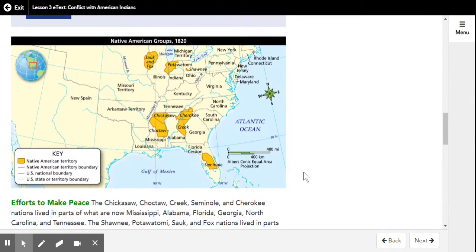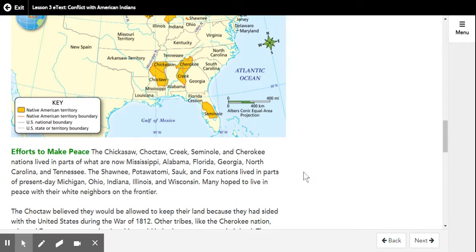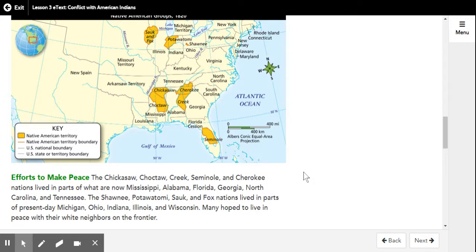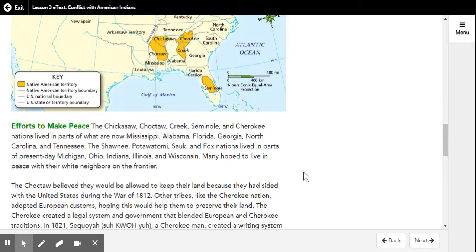Efforts to make peace. The Chickasaw, Choctaw, Creek, Seminole, and Cherokee nations lived in parts of what are now Mississippi, Alabama, Florida, Georgia, North Carolina, and Tennessee. The Shawnee, Potawatomi, Sauk, and Fox nations lived in parts of present-day Michigan, Ohio, Indiana, Illinois, and Wisconsin. Many hoped to live in peace with their white neighbors on the frontier.